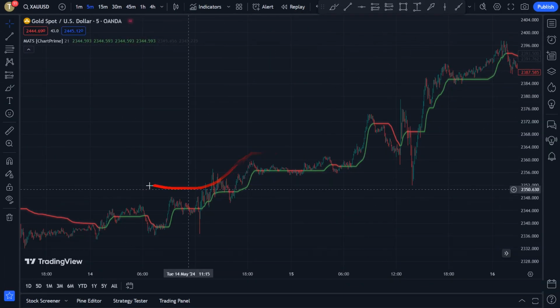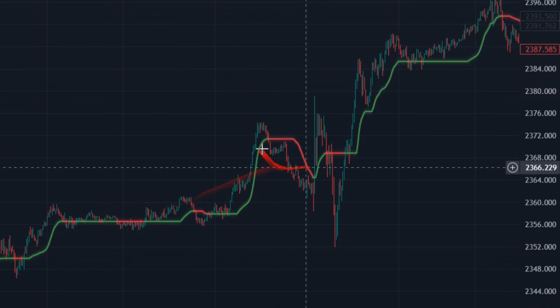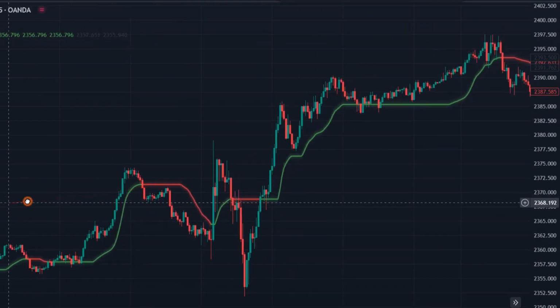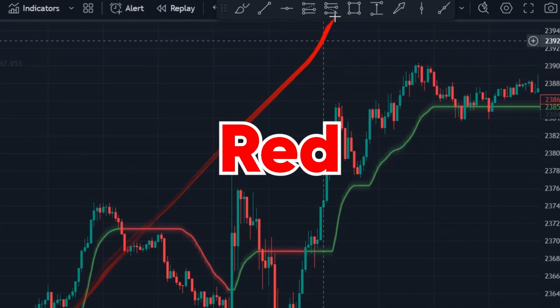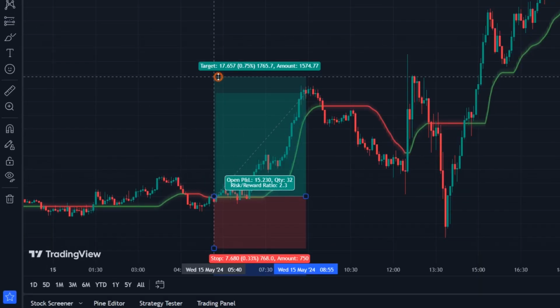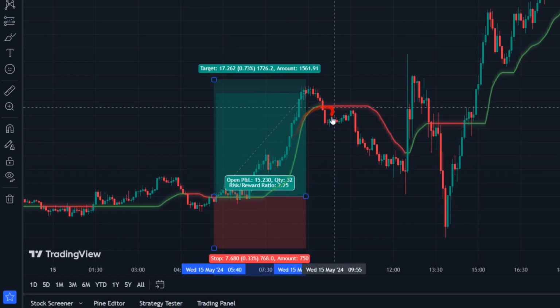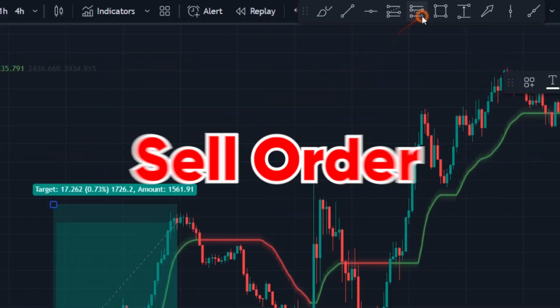This indicator consists of a line that constantly changes color. We should use these color changes for our trades. When this line changes from red to green, we enter buy orders. And when it changes from green to red, we enter sell orders.